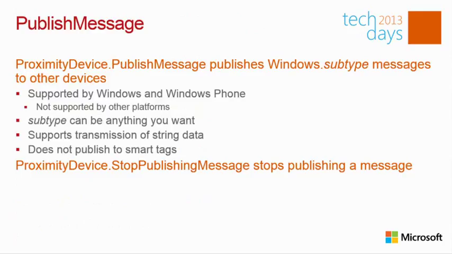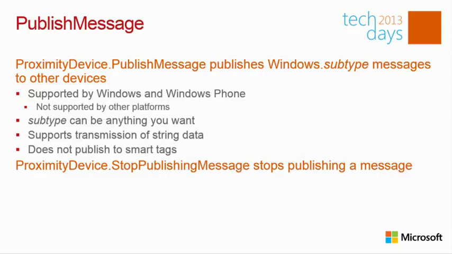Publish message is one of three methods in the proximity device class that you can use to send in-depth messages to other devices. Now, this method is kind of interesting. The message that it writes out is something that's specific to Windows 8 and Windows Phone 8. While you could write Android code, for example, to read and interpret that message, you would have to reverse engineer what Microsoft is doing. This method is intended primarily to communicate with other Windows devices. Unlike some of the other methods in this proximity device class, this method cannot be used to write data to a smart tag. It is only for writing to other devices and to other Windows devices in particular.